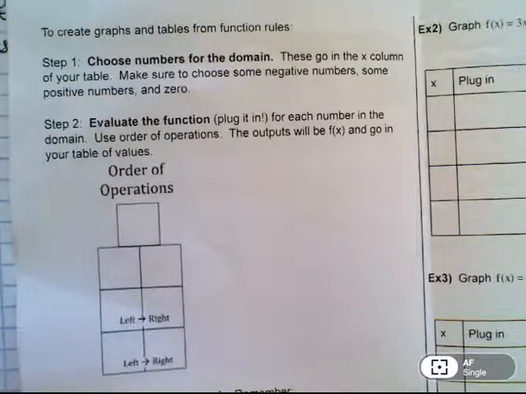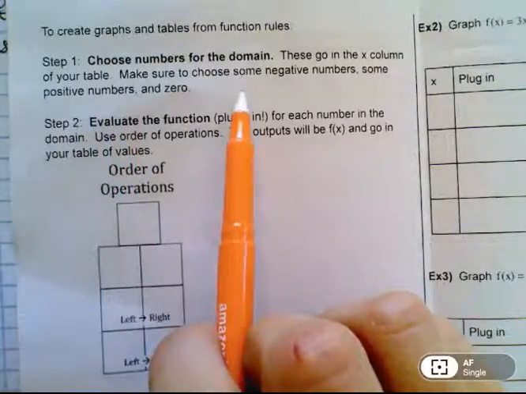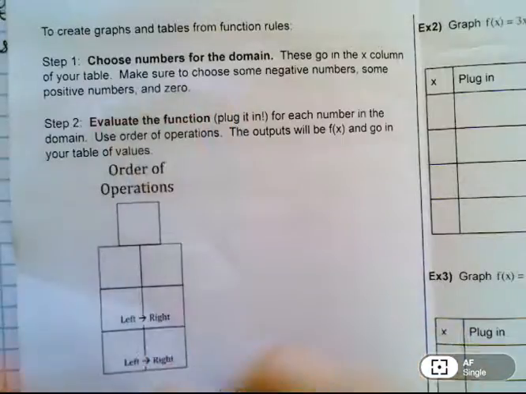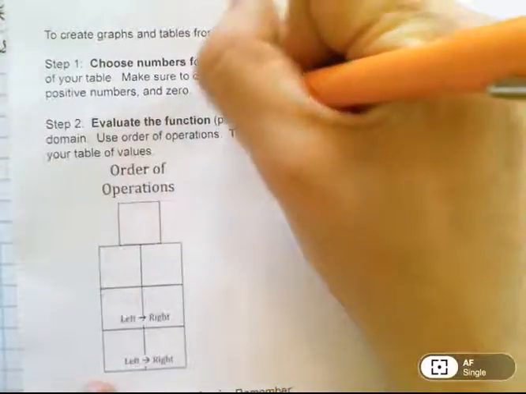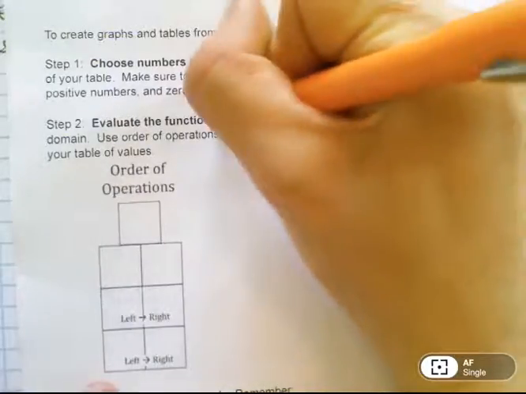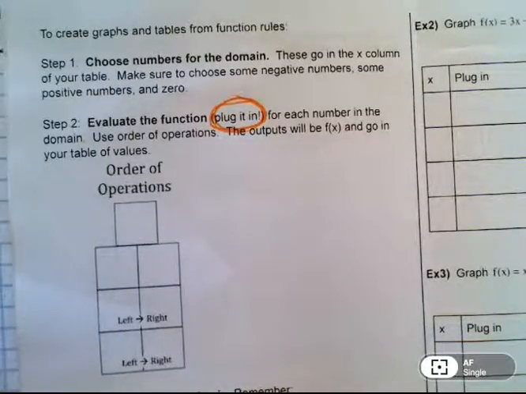So to create graphs and tables from function rules, this is a different topic. Step 1 is to choose numbers for the domain. So those are your x's. You can read this over on your own. Step 2 is evaluate the function. Plug it in. There used to be this commercial for Glade plugins that went, plug it in, plug it in. Anyway, that's what I always think of.